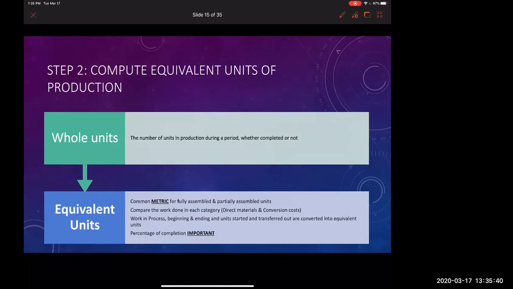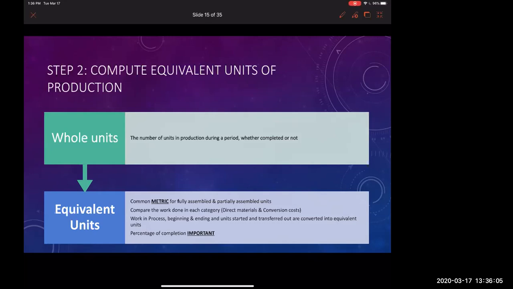That's very important to understand because not all of the units that you touched in that department were completed and started in that period. Okay, so now let's get into what equivalent units is. Equivalent units is a common metric for fully assembled and partially assembled units.